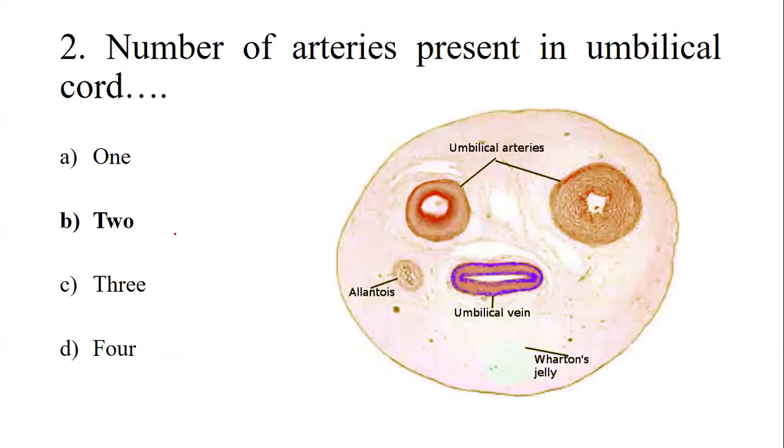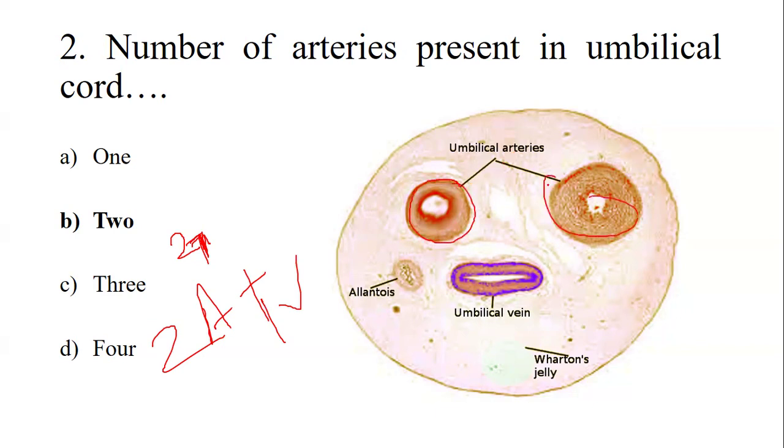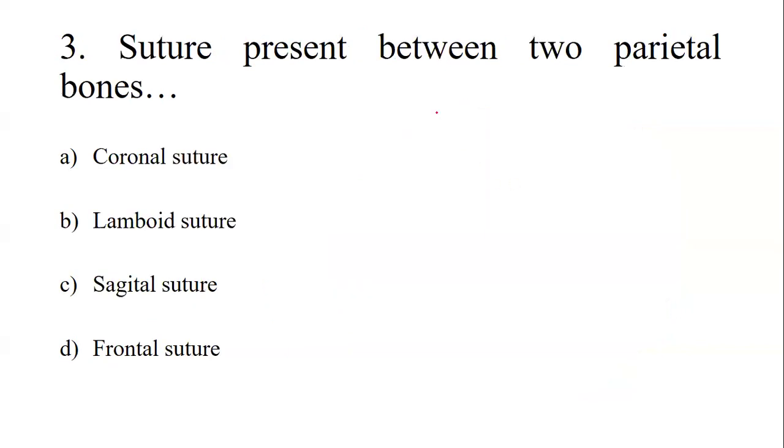In umbilical cord, as we all know, umbilical cord is a connection between the mother and the baby. It's a passage, a channel of communication between the mother and the baby. So it contains two arteries and one vein. So here you can see two arteries and one vein. Our question was the number of arteries, so it is 2.